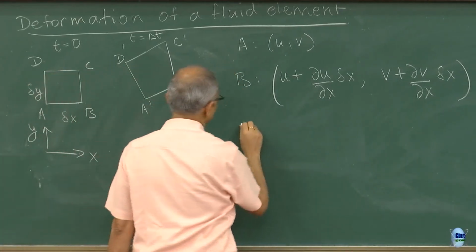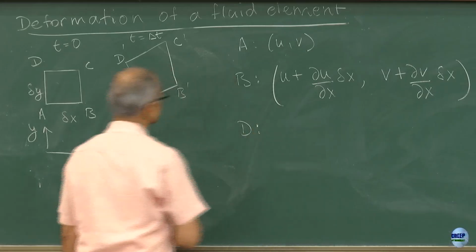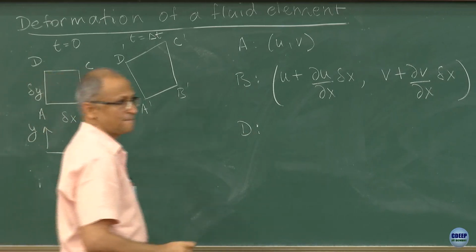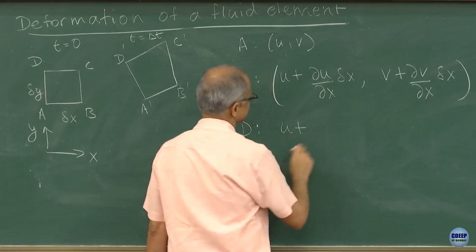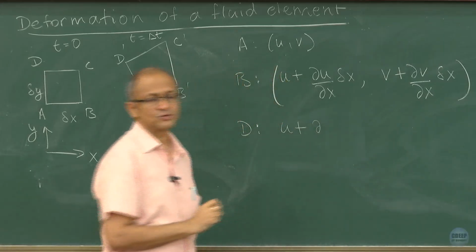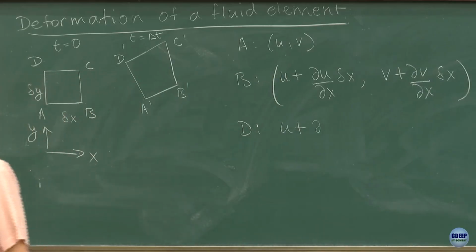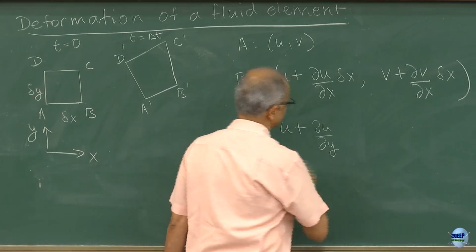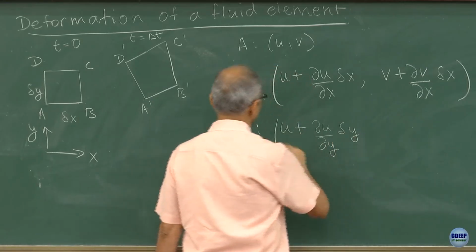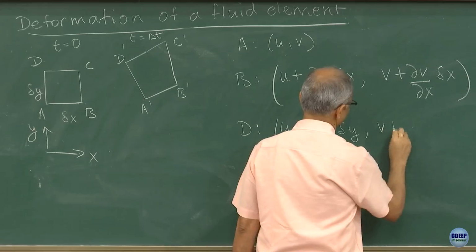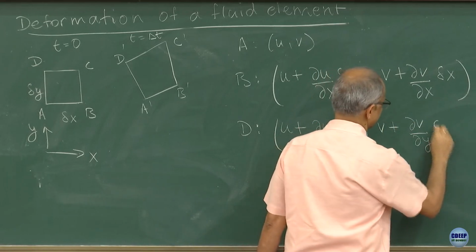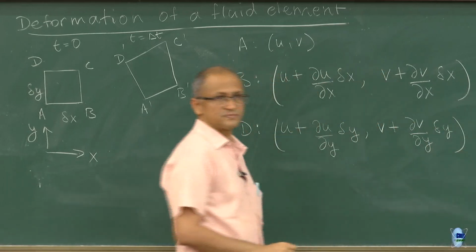I can do the same thing for point C, but I will not need that. So I will just go to D. What is the velocity at D? U plus... okay, I want you guys to tell me what is the velocity at point D? ∂u/∂y times delta y. And what is the v component of velocity? V plus ∂v/∂y delta y. Everybody with me?